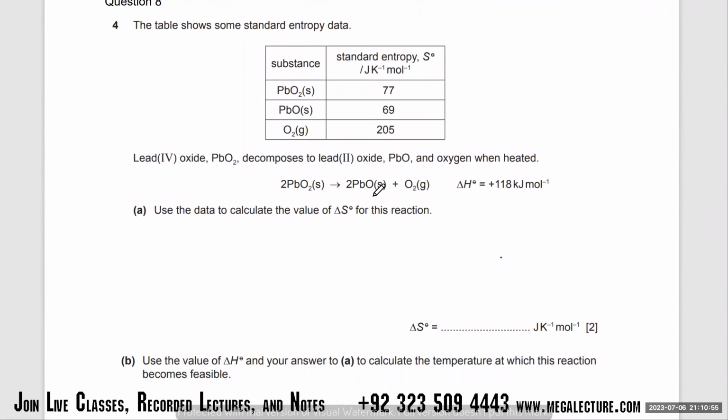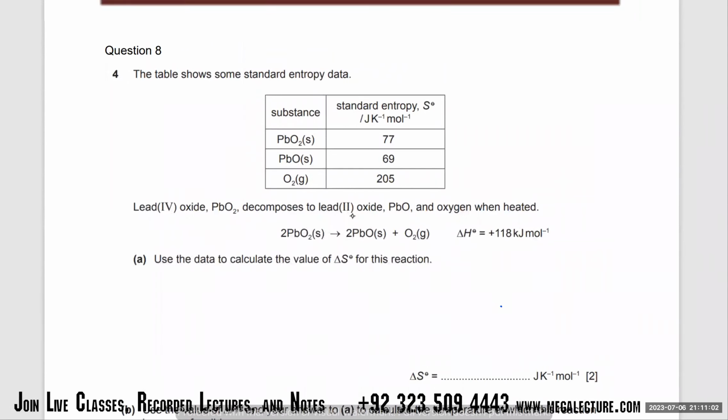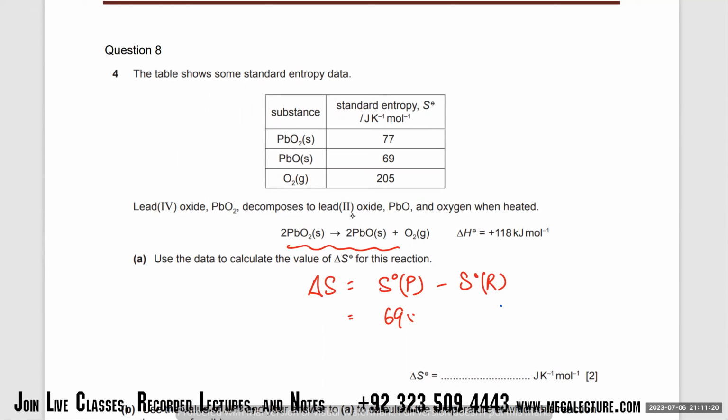He's asking me to, enthalpy change is given. Let's calculate delta S for this reaction. So delta S is, your product is 2 PbO, that's 69 times 2, and O2, that's your other product, so that's 205, minus your reactant, which is 2 PbO2, that's 77 times 2. What's your delta S for this? 189, sir. 189. Okay, 189 is right.